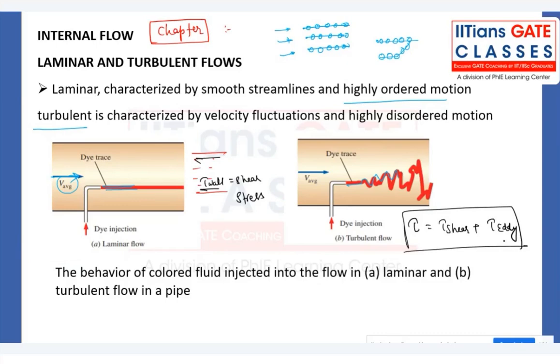Tell me, guys. From where is this particular eddy shear stress coming? That is coming because of what? Eddy viscosity. And why is eddy viscosity coming? Try to think. If you know something basic about turbulent flow, let me know, guys.